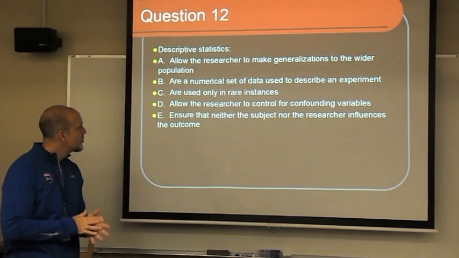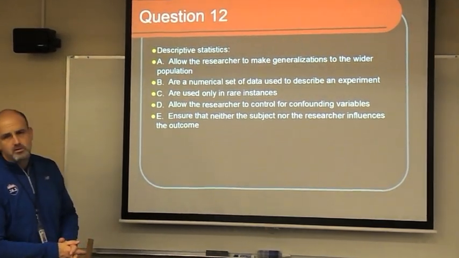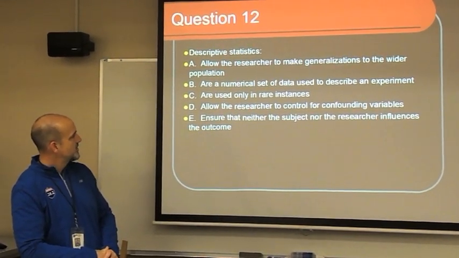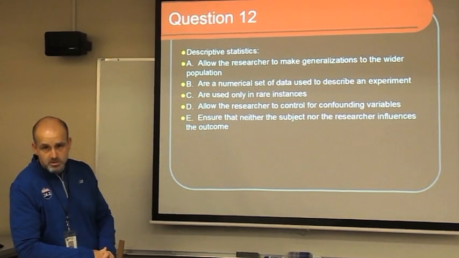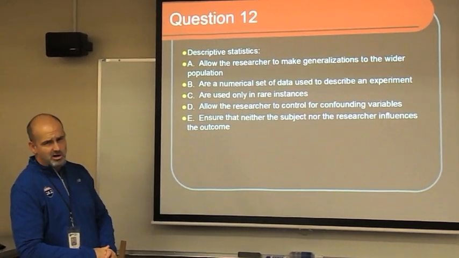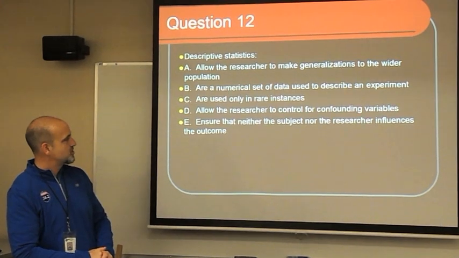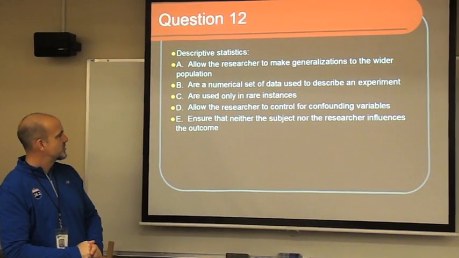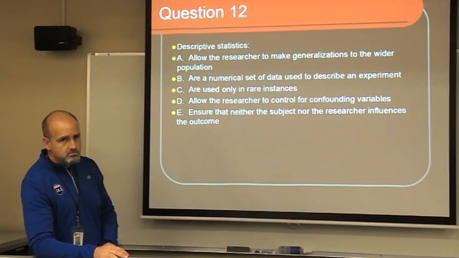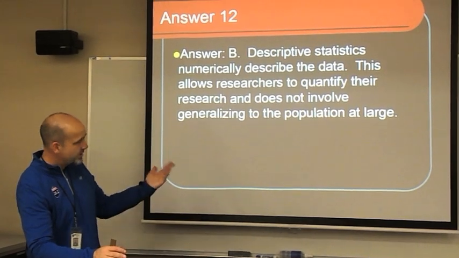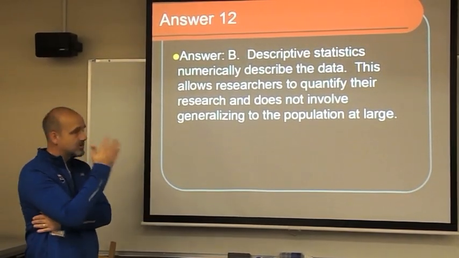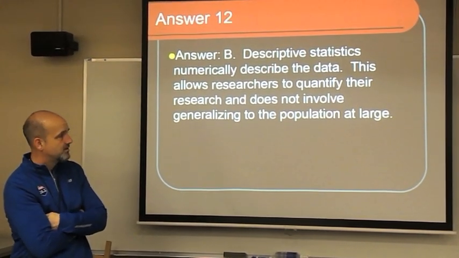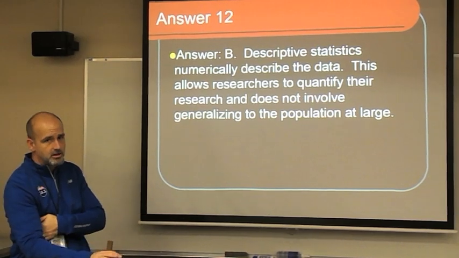First of all, let's give a question. What do descriptive stats allow? A, allow the researcher to make generalizations to the wider population. B, numerical set of data used to describe an experiment. C, are only used in rare instances. D, allow the researcher to control for confounding variables. E, ensure that neither the subject nor the researcher influences the outcome. That's kind of a tough question. If you put B, you're right. Descriptive stats numerically describe the data. Okay? This allows the researcher to quantify the research and does not involve generalizing to the population at large.